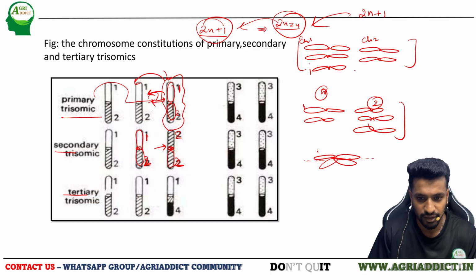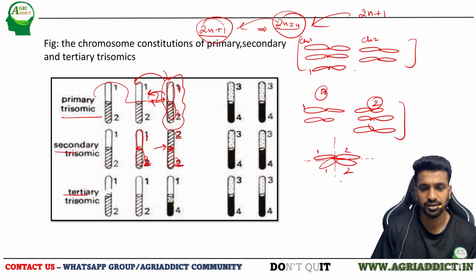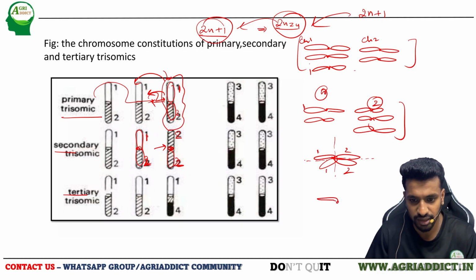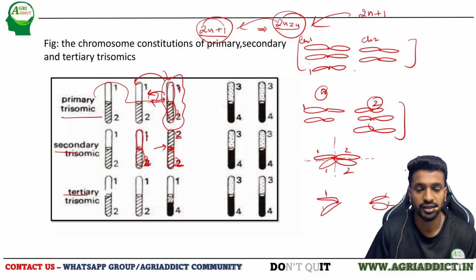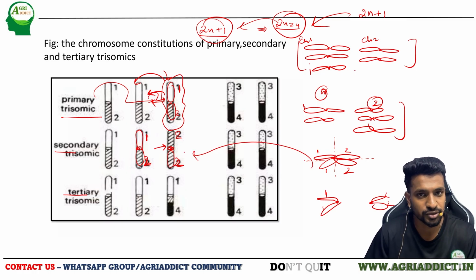But in some cases, if it divides in a vertical or transverse fashion, you can see that 1 and 1 will be together and 2 and 2 will be together, and this is how the secondary trisomics are formed, where the extra chromosomal complement has identical arms. So this is secondary trisomics.